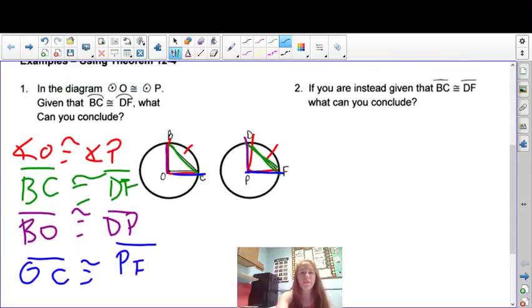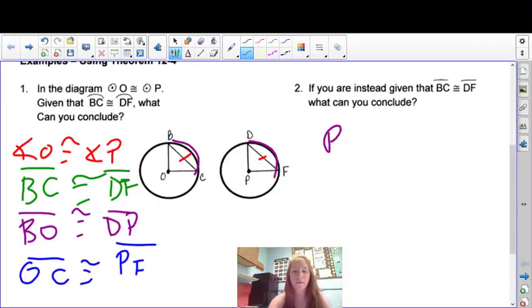Now, we're going to use that same photo, but we're going to give some different information for problem 2, so I've got to erase. It says if you're given instead that chord BC is congruent to chord DF, what else can I say? Well, because the chords are congruent, the arcs have to be congruent. So arc BC is congruent to arc DF.